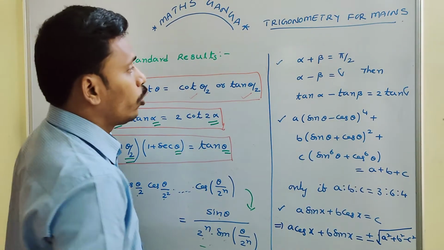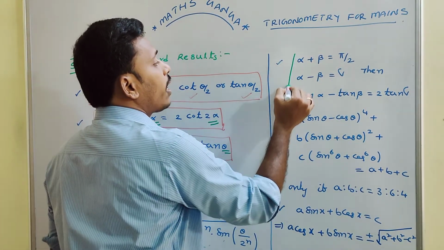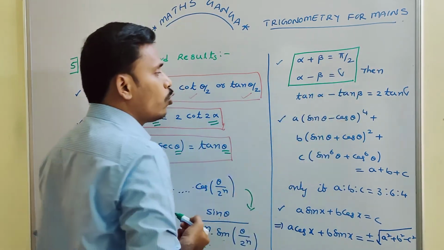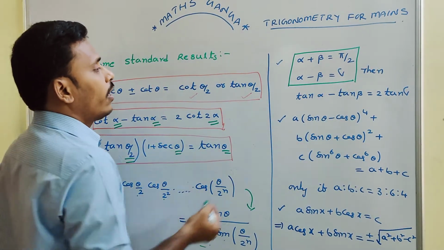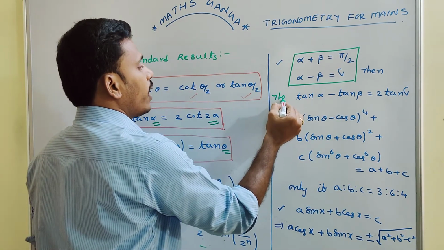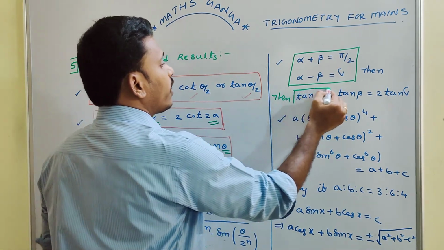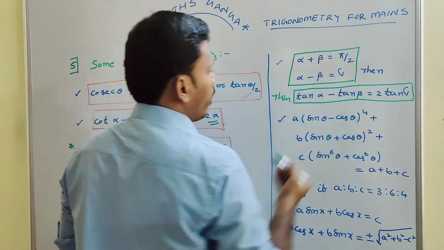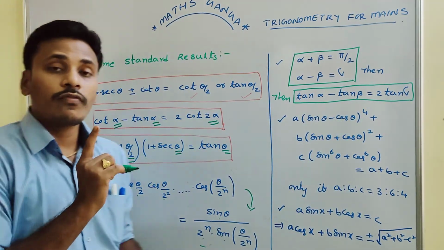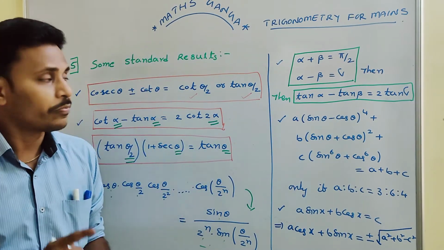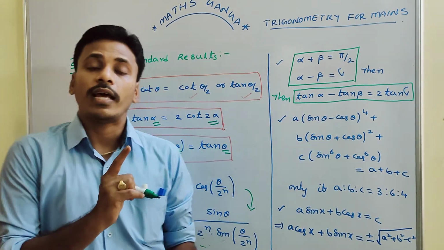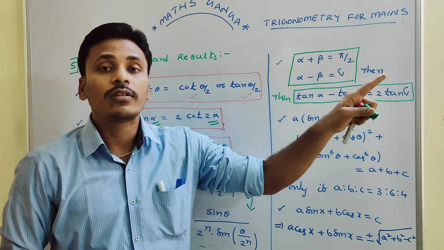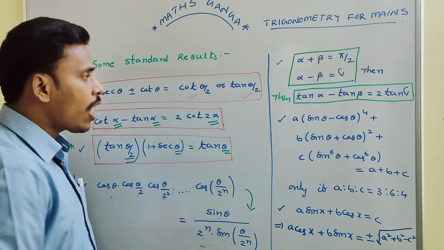Yeah. And the next one, look there. Alpha plus beta and alpha minus beta are given. Alpha plus beta is pi by 2. Alpha minus beta is gamma. Then if you use tan, you will get a very useful result: tan alpha minus tan beta is equal to 2 tan gamma. Look there once again. The sum of the angles alpha and beta is 90. The difference of the angles alpha and beta is gamma. Then tan alpha minus tan beta is what? 2 tan gamma.